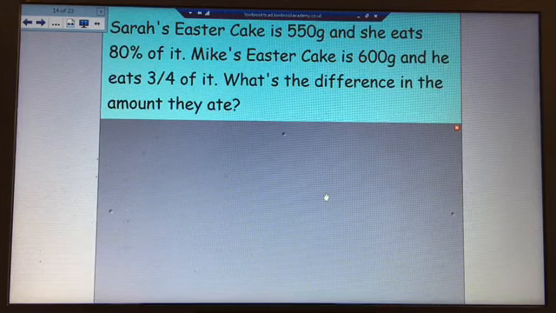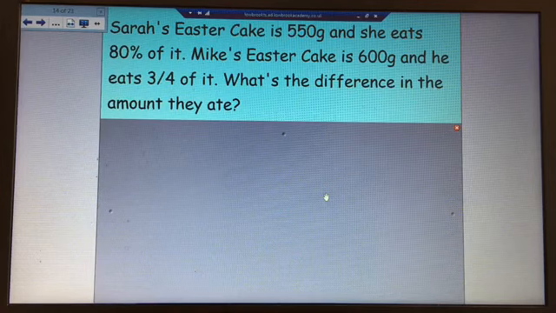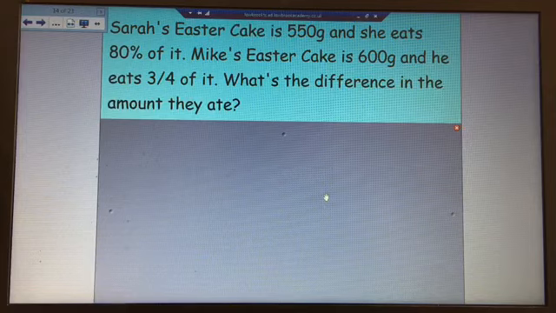Okay, Sarah's Easter cake is 550 grams and she eats 80% of it. Mike's Easter cake is 600 grams and he eats 3/4 of it. What's the difference in the amount they ate?